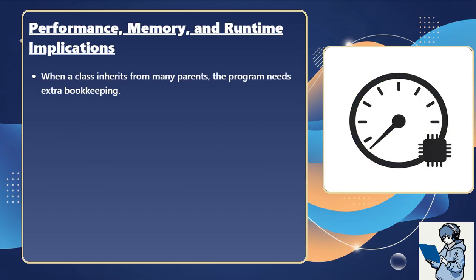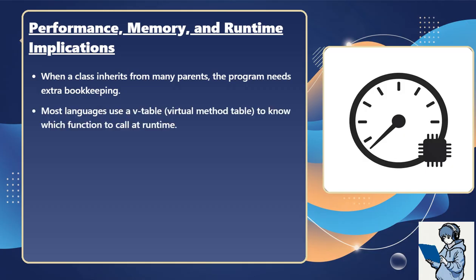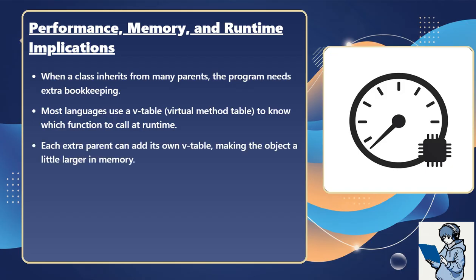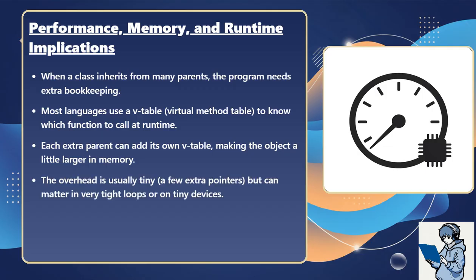When a class inherits from many parents, the program needs extra bookkeeping. Most languages use a vtable, a virtual method table, to know which function to call at runtime. Each extra parent can add its own vtable, making the object a little larger in memory. The overhead is usually tiny, a few extra pointers, but can matter in very tight loops or on tiny devices.